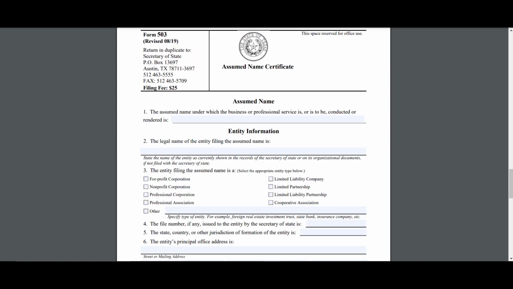As a side note with names, you don't have to use your LLC's official legal name registered in your certificate of formation when you do business out in the real world. Instead, you can use an assumed name, also known as a DBA, which is short for doing business as, or trade name or fictitious business name. To do so, you must register an assumed name certificate, which is Form 503, with the Secretary of State of Texas and with the county clerk in the county where your LLC's office is located. You can register online through the SOS Direct or by mail. The filing fee for this is $25.